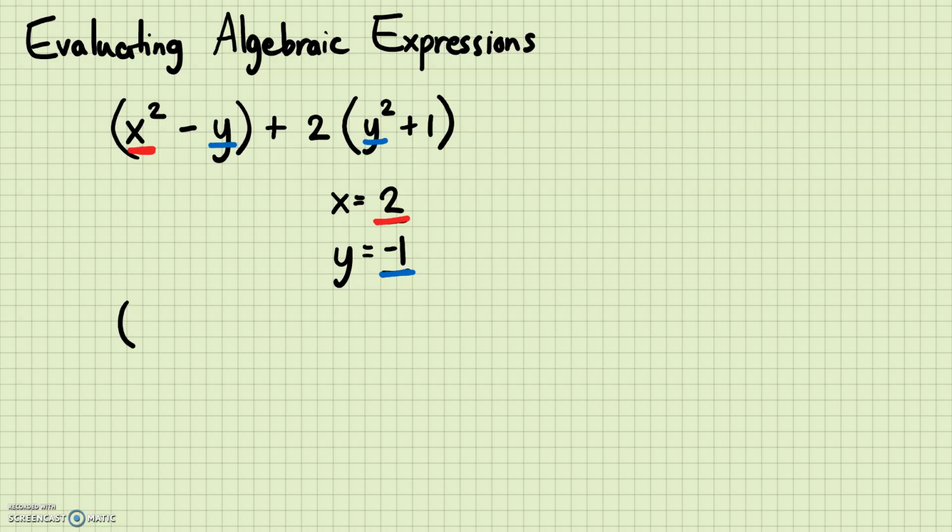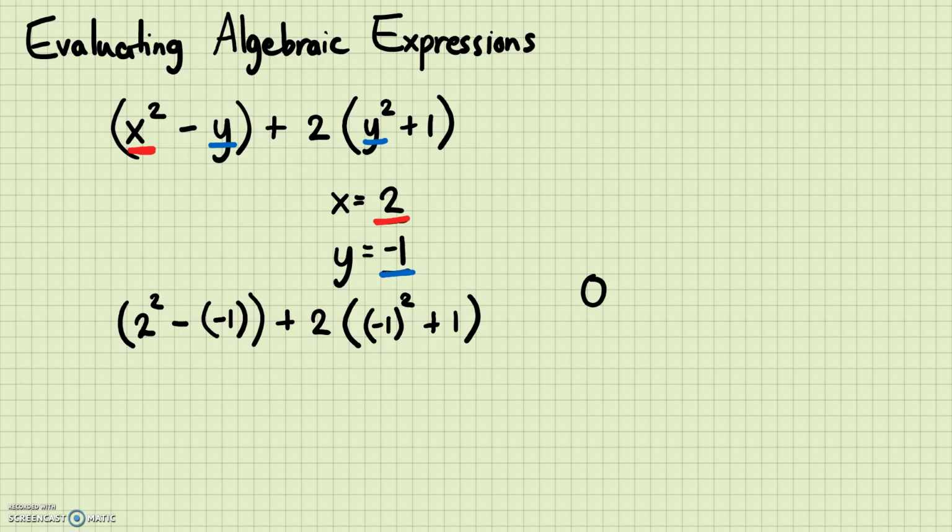So the new expression that we'll get is, we plugged in 2 for x, so that's 2 squared minus y, which is -1, so there's a -1 where y is, plus 2 times (-1 squared plus 1). Okay, and we just need to simplify using the order of operations.